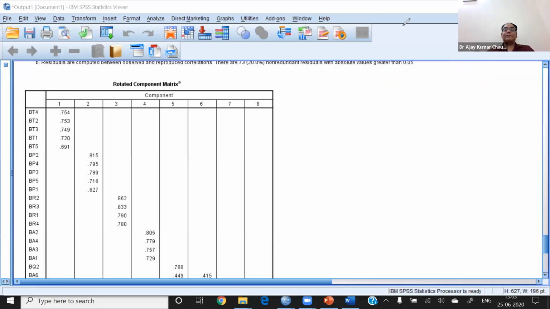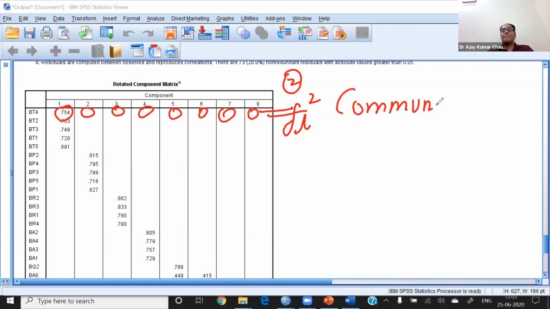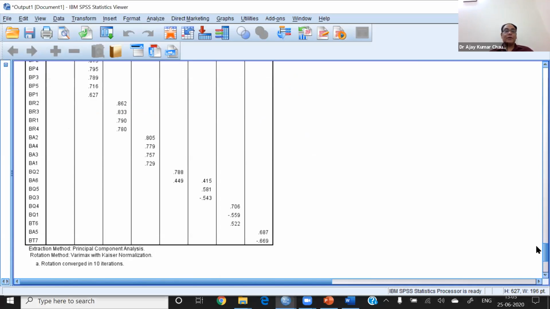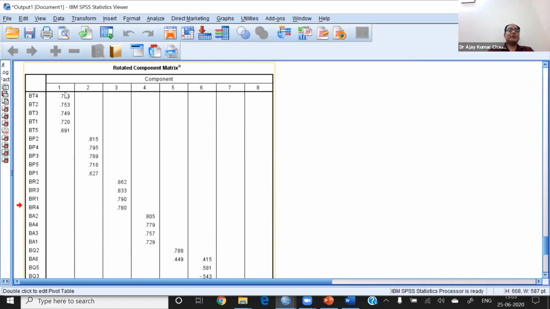And the second thing, if you square the factor loadings, this is squared, this is squared, this is squared, this is squared, the sum is equal to communality. Actually, I suppressed these small items, so you are not able to see them. But if you square all these numbers horizontally and sum them, it is called communality. Similarly, if you do it vertically, this is squared, this is squared, and so on, and the sum gives you the eigenvalue.